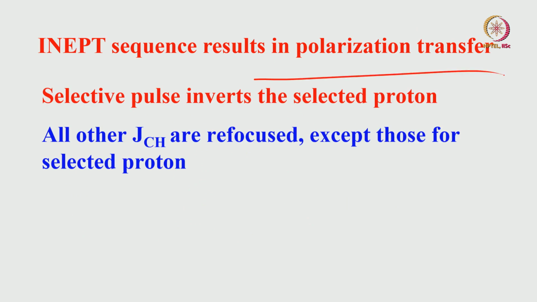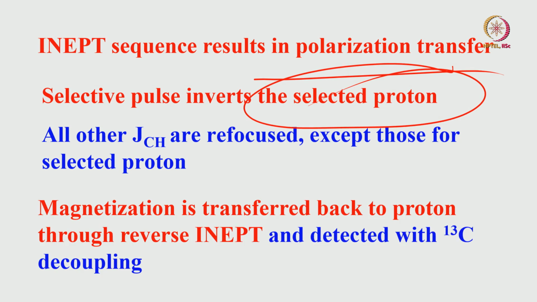The INEPT sequence results in polarization transfer. The selective pulse inverts only the selected proton. All the JCHs refocus except for the selected proton. So the magnetization transfer is back transferred through INEPT and detected.